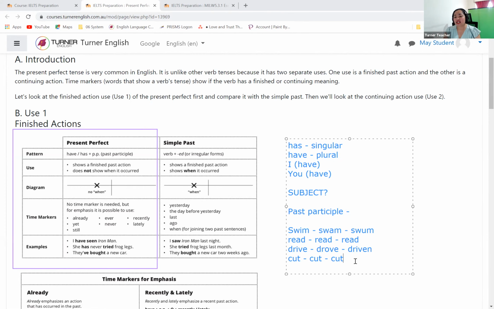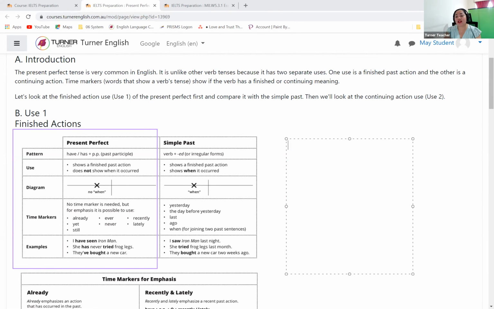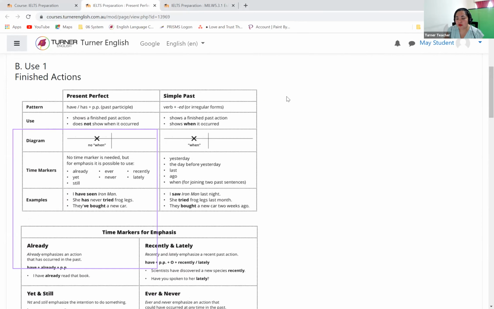Okay, so that is one use of the present perfect. Now, you will ask me, but Miss May, why do I need to learn this when in fact I'm going to do my essay? Good question. Because in the essay, we are going to use the present perfect, but the function is the continuing action. Okay, so let's have a look at that.